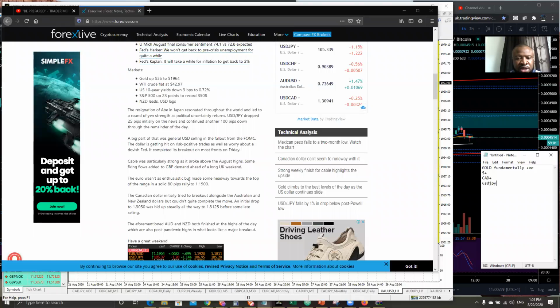The euro wasn't as enthusiastic, but made some headway towards the top. The Canadian dollar initially tried to break out alongside the Australian and New Zealand dollars, but couldn't quite complete the move. An initial drop to 130.50 was bid up steadily all the way. The aforementioned Aussie and New Zealand both finished at the day's high, which are post-pandemic highs.